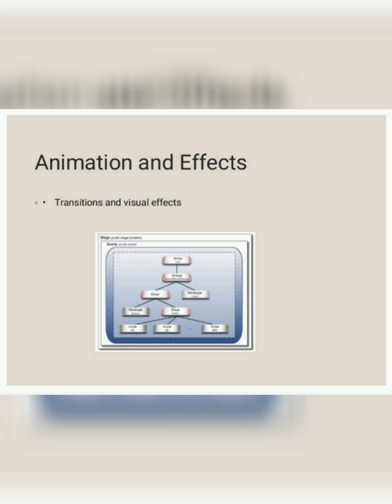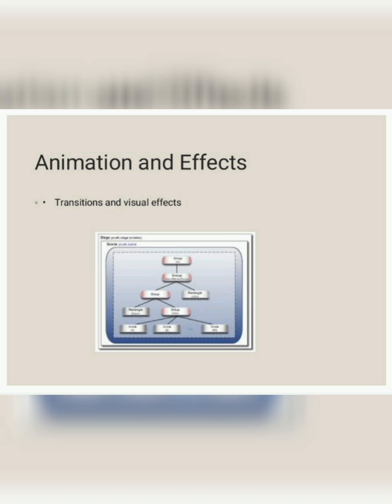FadeTransition gradually changes the node's opacity. RotateTransition rotates a node around its center point. ScaleTransition enlarges or shrinks a node. Timeline creates custom animation over time using keyframes.